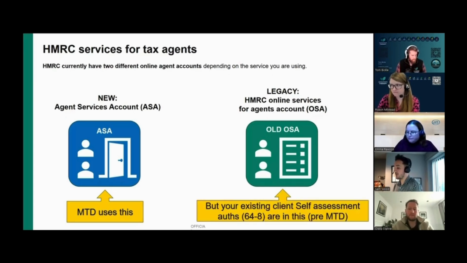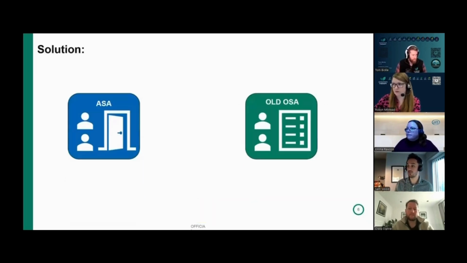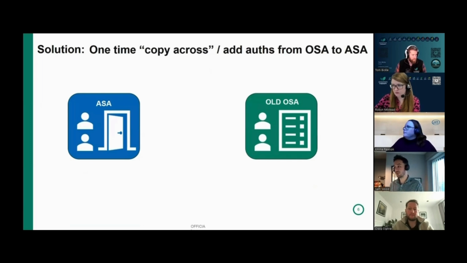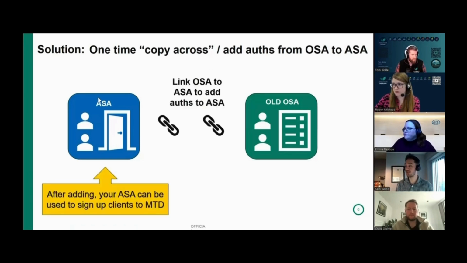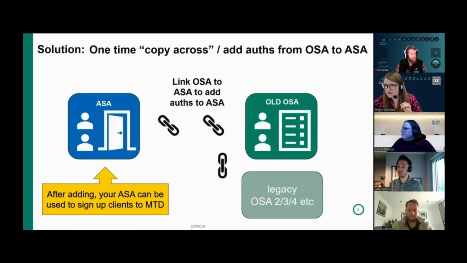So we use that new one, but the existing authorizations are in the old one. So what we're going to do about that, and this is a key action, but remember we've made this as easy as possible. So we do a one-time copy across or an add from the old portal to the new portal that will link together the two accounts. It doesn't remove anything from the old account. It simply lets the new account see what's in the old account. And once it can see it, then those authorizations are visible and you can use the ASA to actually sign up. If anyone's got more than one old account, so you might have multiple, make sure that you link them all so that all of the existing self-assessment authorizations are visible.